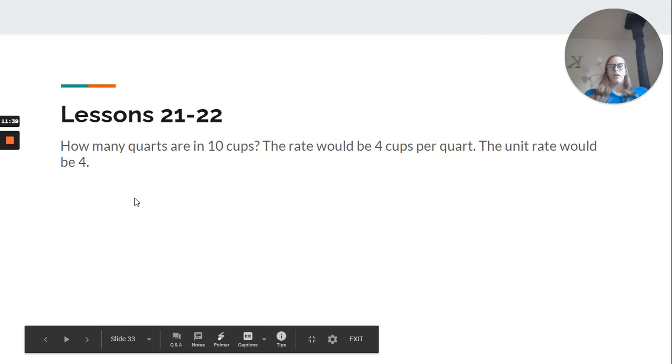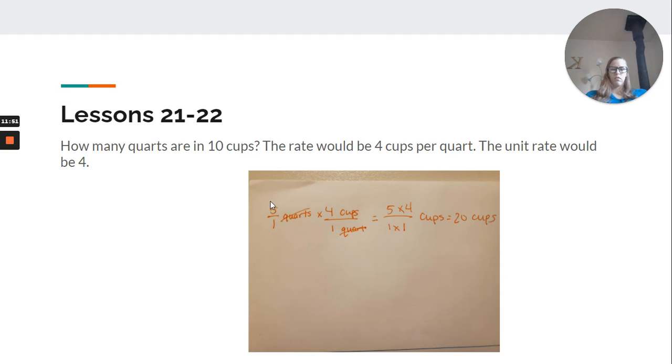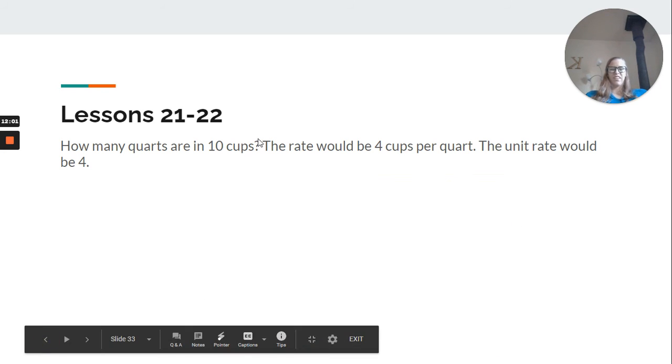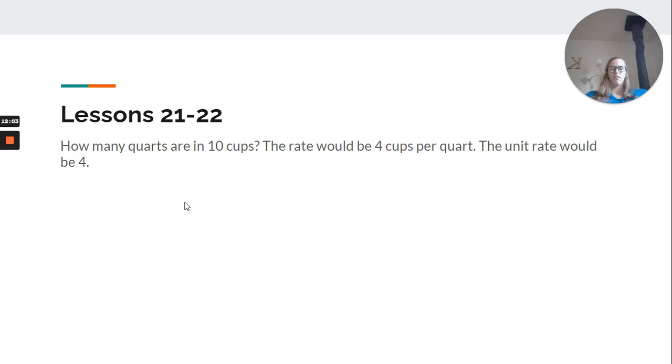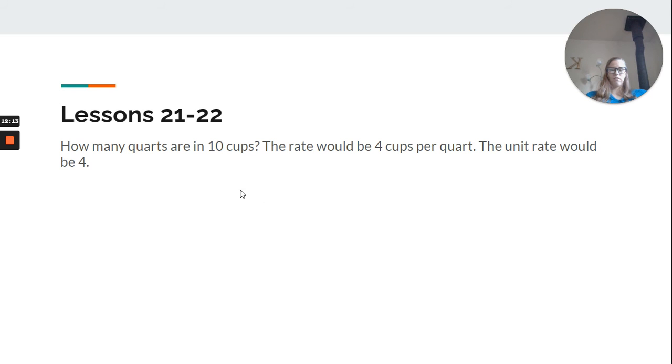21 and 22, how many quarts are in 10 cups? The rate is 4 cups per quart, and the unit rate would be 4. So we take 4 cups, so 10 divided by 4. And this is not the right picture, guys. I am so sorry. So we'll forget that here. So we take 10 cups over 1 equals 4 cups per quart, 4 cups per quart equals 10 over 1, or times 10 over 1.